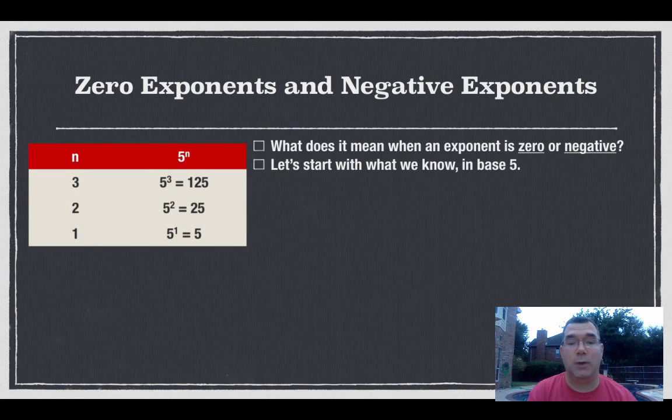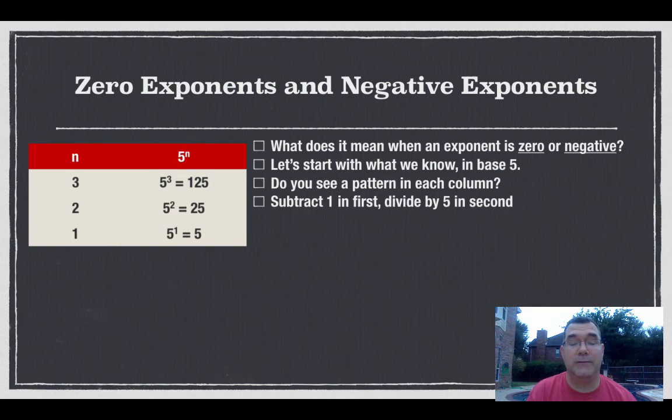And if I drop down one more, n is 1, then 5 to the 1 is going to be equal to 5. So do we see a pattern? I intentionally created a pattern so that I could continue that pattern going. If you look in the first column, the n's are going down by 1 with each row. And in the second column, if you go from 125 to 25 to 5, then I'm dividing by 5.